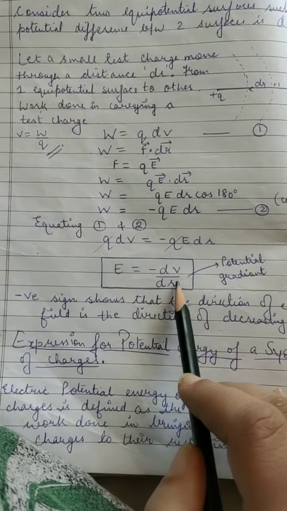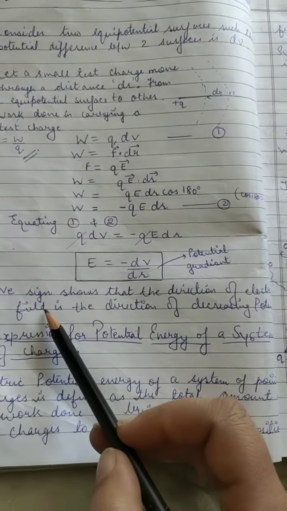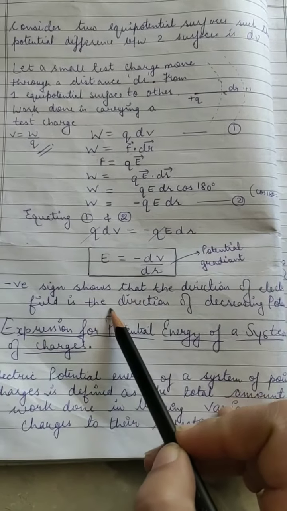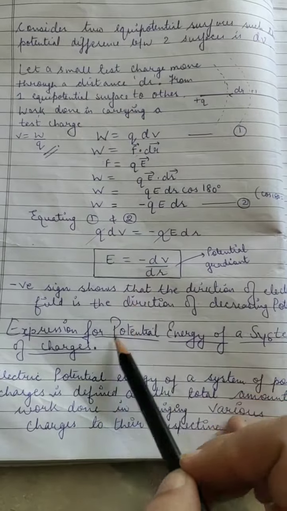E is equal to minus dV upon dR. This is known as potential gradient. The negative sign here shows that the direction of electric field is the direction of decreasing potential.